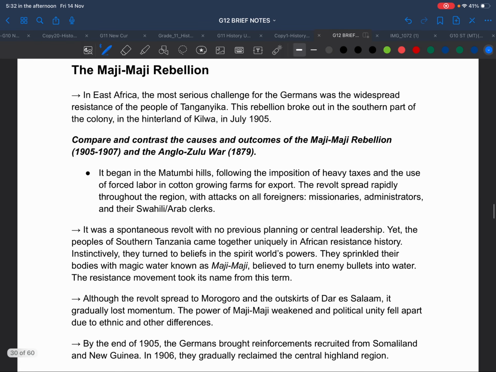The other is the Maji Maji rebellion in East Africa. The most serious challenge for the Germans was the widespread resistance of the people of Tanganyika, meaning the mainland of present-day Tanzania, the country, the land of Julius Nyerere.